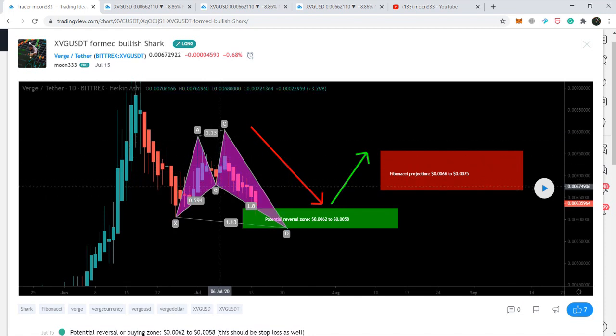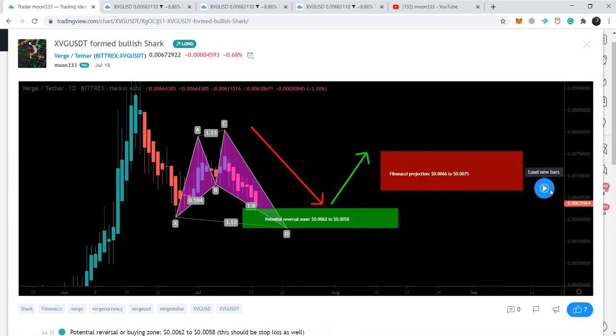Then it was projected between 1.13 up to 1.618 Fibonacci projection of the A to B leg. Here we can see that there is a little bit of difference that I have ignored, because all the legs were driven perfectly as required for the bullish shark pattern. And the final leg was retraced between 0.886 up to 1.13 Fibonacci retracement level. So this was the final confirmation for the bullish shark pattern.